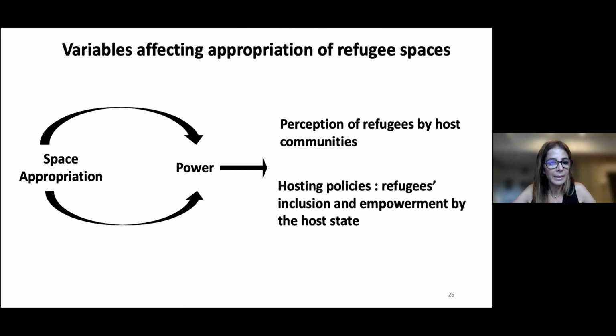And I conclude with this slide in which I can confirm the very strong relation between space appropriation and power in refugee spaces. This relation exists anywhere, and in any situation, space appropriation and power are linked, but it's emphasized by the fact that refugees do not have any right to space. And power derives first from the perception of refugees by host communities, and second, from hosting policies that are adopted by the host states and that define the level of refugees' inclusion and empowerment. I think that these results can also be found in countries where refugees resettle, but of course at different levels, given the fact that when they resettle, their situation is legal.